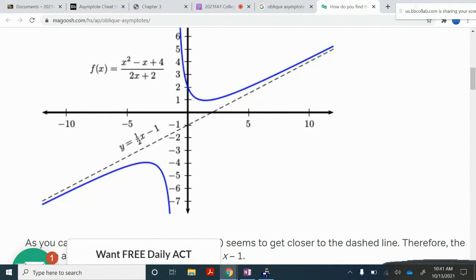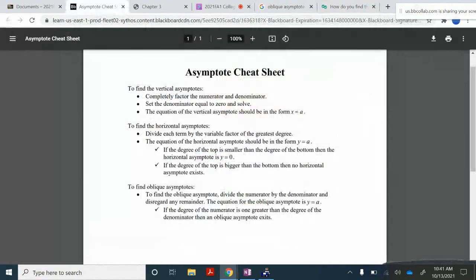Okay, so those are the three types of asymptotes. And what we're going to do in the next class session is find the equations for these asymptotes, and we're going to rely on what I call the cheat sheet.